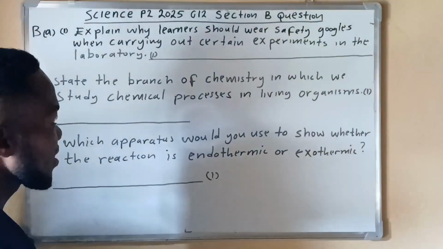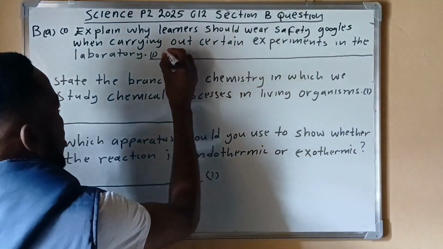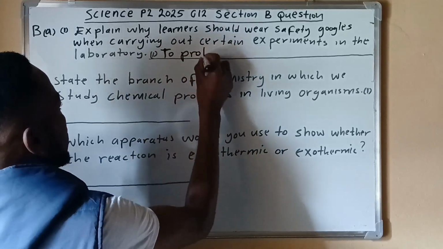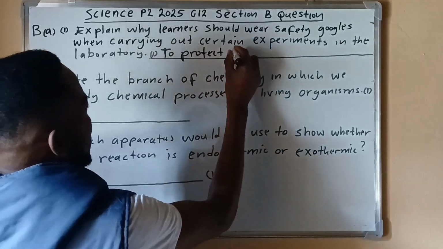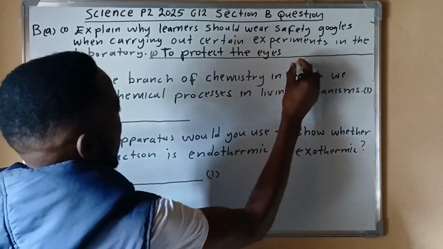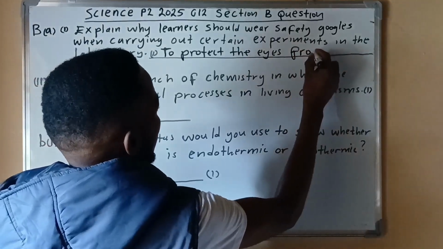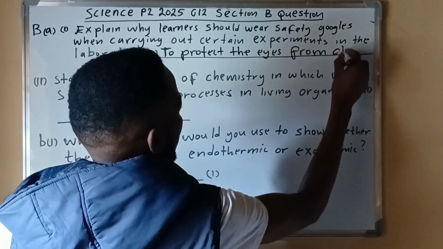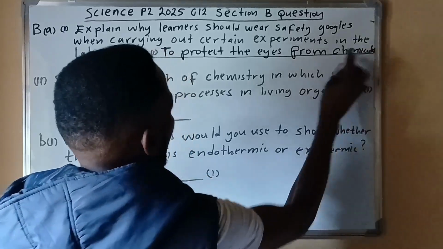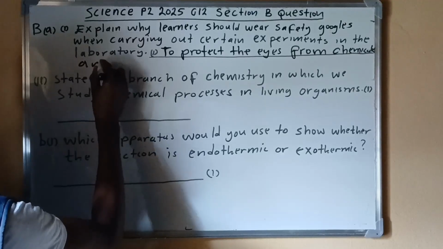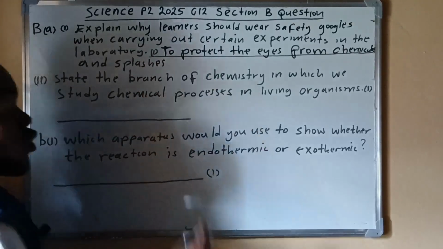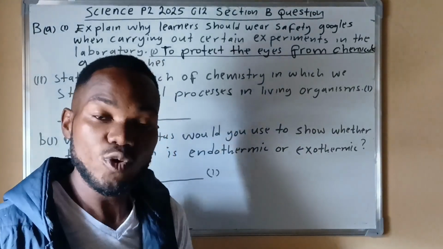So what you need to understand is, the answer you are going to write, you say to protect the eyes from chemicals. You can also say and the splashes. So you say to protect the eyes from chemicals and splashes.